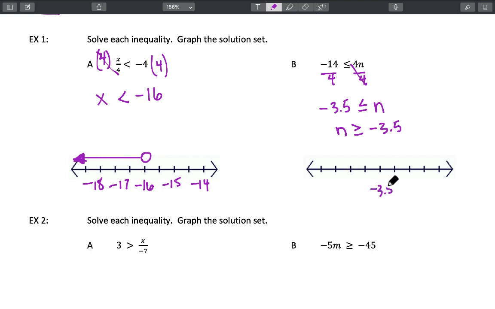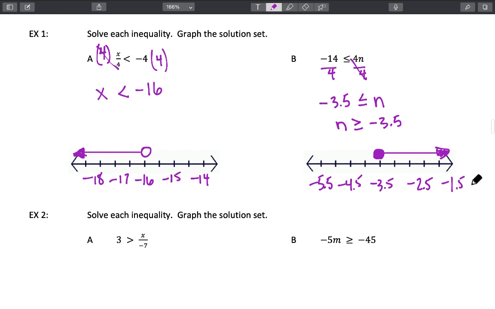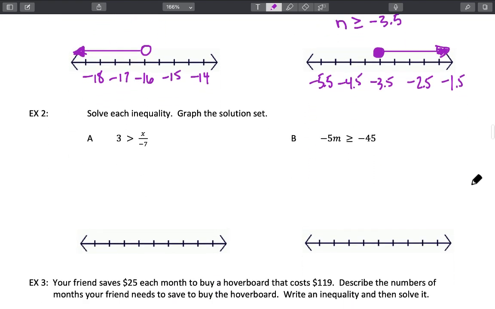All right, we'll plot our negative 3.5 on our number line, and we will graph our solution set. Since this is all n values greater than or equal to, we're going to close up our circle here at negative 3.5. It will include that value and will shade to the right. Those are all values greater than or equal to negative 3.5.